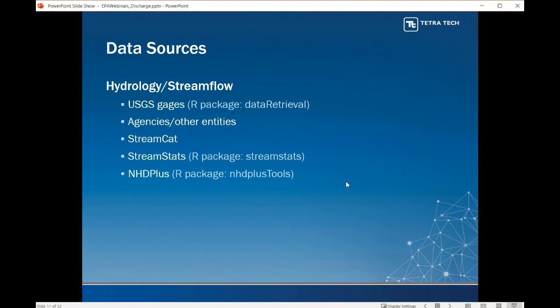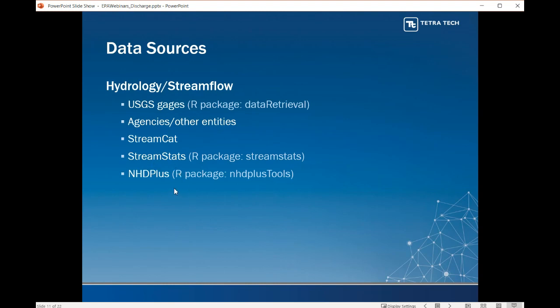The EPA has a StreamCat database, which I'll go through in a minute, that contains information about stream catchments and watersheds to help connect these physical measurements within streams to watershed information. USGS has a stream stats tool with a corresponding R package called stream stats. This allows you to delineate watersheds and compute flow statistics for given points in streams.